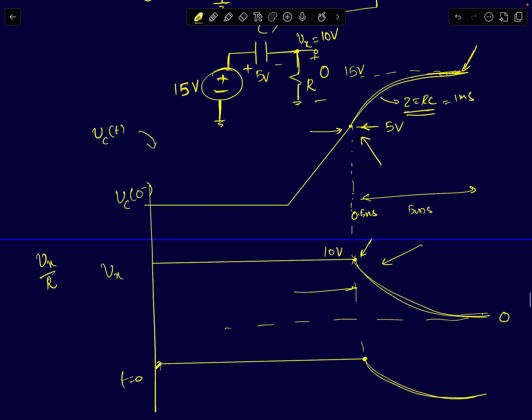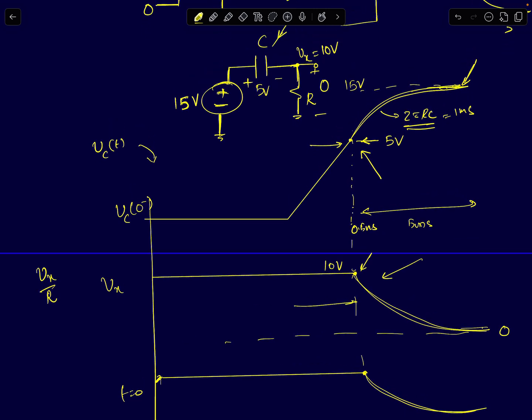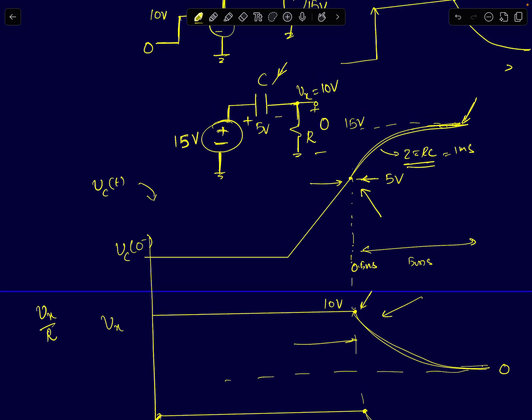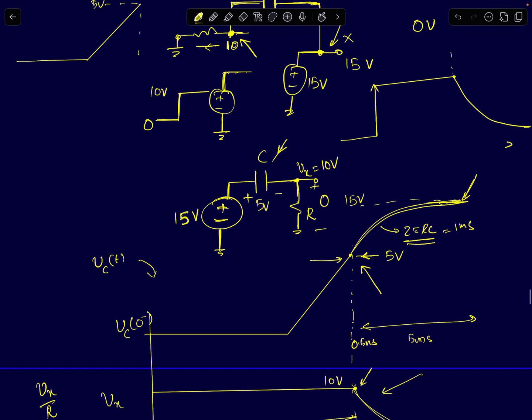Output voltage will always stay at 15 volts. After t equal to tau by 2 seconds, output voltage will always stay at 15. So your V naught of t for t greater than tau by 2 seconds will be at 15. And for your output to stay at 15, the differential input to the op-amp circuit should always be greater than 0.